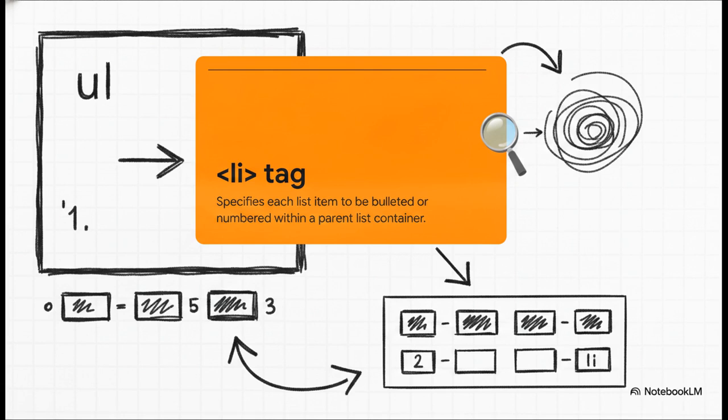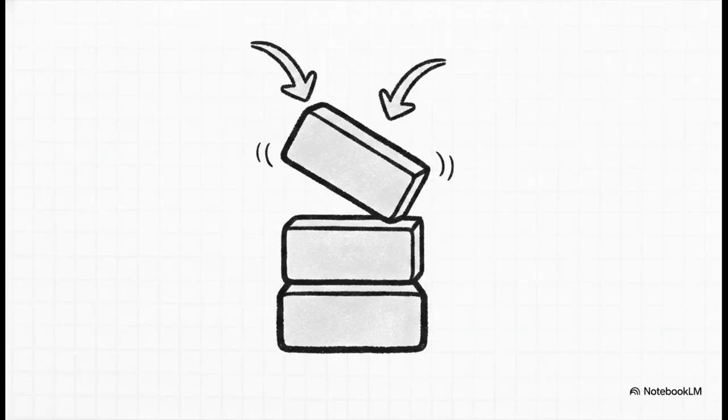But every single distinct point you want to make inside that list has to be wrapped in its own opening and closing LI tags. The browser literally counts these LI tags to know exactly how many bullets or numbers to draw on the screen. Plus, list items have a very specific built-in behavior.